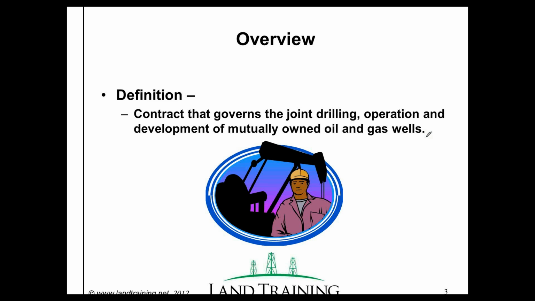Now, note that this does not have anything to do with pooling or unitization. We're not pooling the working interest owners. We would be pooling the royalty interest owners, but we're talking about how to govern the oil and gas companies that are also known as the working interest owners, not the royalty owners. So this is not a pooling clause or unitization clause. This is simply an agreement between the oil and gas companies in the area that have an interest in this particular reservoir.